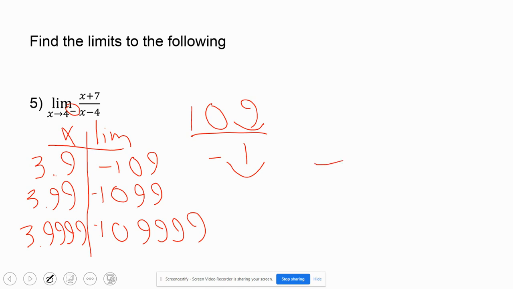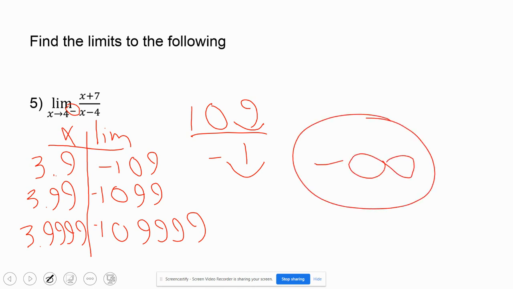So my limit here is -infinity. As my x's are getting closer to 4 from the negative side, or the left-hand side, my y values, or my fraction here, are getting closer and closer to -infinity. I would imagine as x approaches 4 from the positive side, you're headed towards positive infinity.